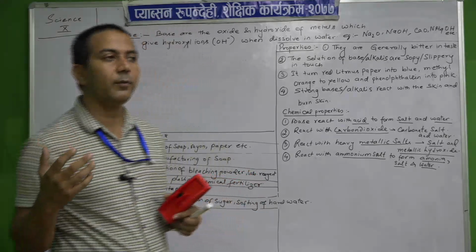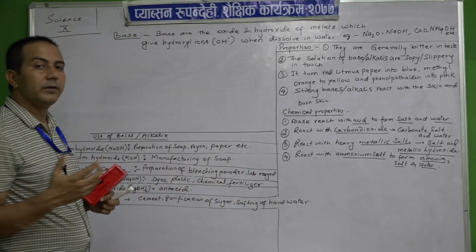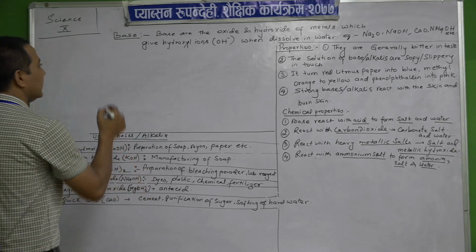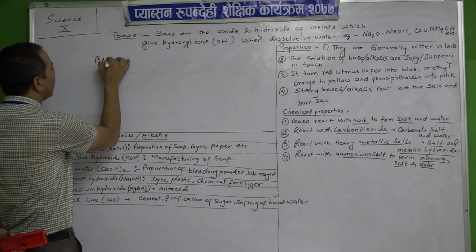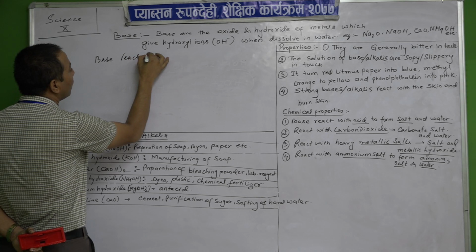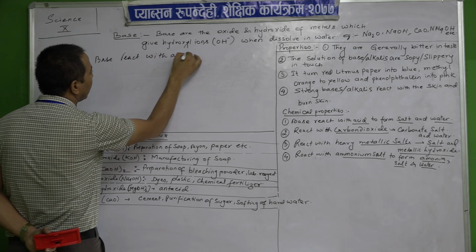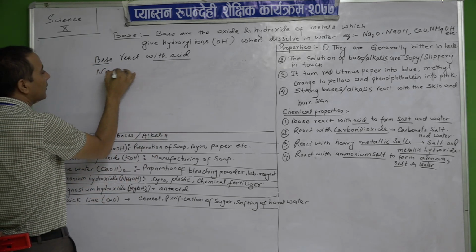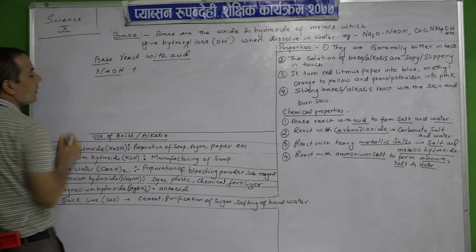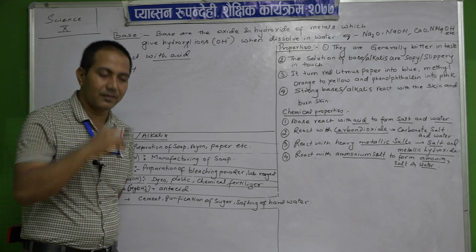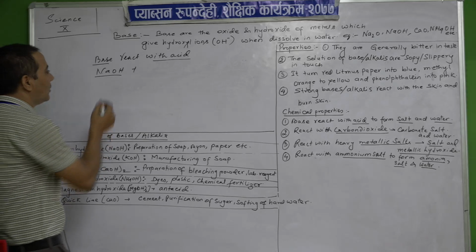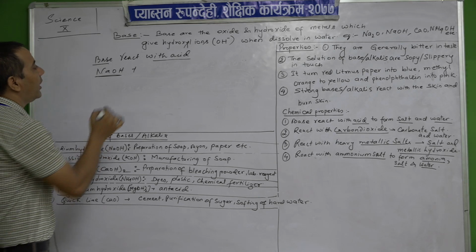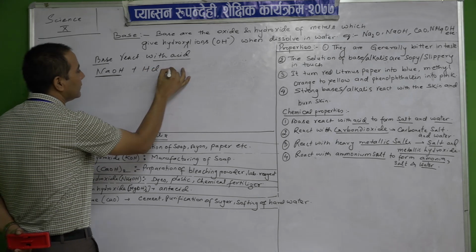Let us take the chemical properties of the bases. When a base reacts with an acid, what happens? Let us take one example that we use most of the time, with an easier molecular formula, so most students feel it is easy. Sodium hydroxide reacts with hydrochloric acid. Then what happens?